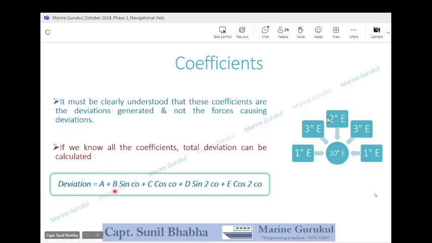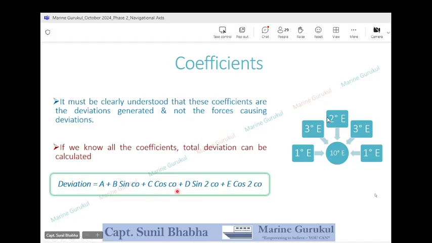Whereas, if you look at coefficient Bravo, you will observe that if the heading of the ship is 0, the contribution of Bravo also becomes 0 as sine of 0 is 0. If the heading of the ship becomes 90 degrees, the coefficient B contribution becomes maximum because sine 90 has a maximum value of 1, giving a big value to this second component of the ship's deviation.